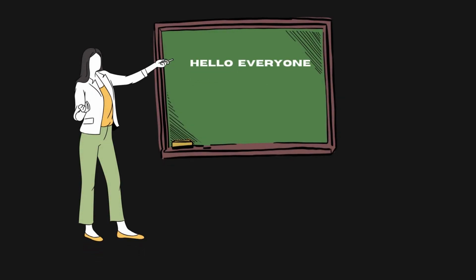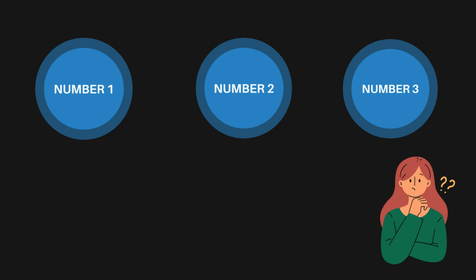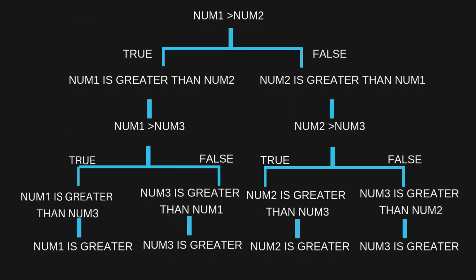Hello everyone. How can we find the maximum among these three numbers? Let's understand the logic behind how to find the maximum among three numbers. Here is a condition, that is number 1 is greater than number 2. By this condition, we can find which number is greater.